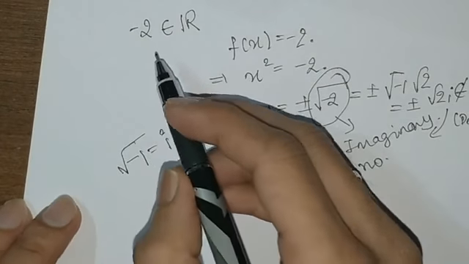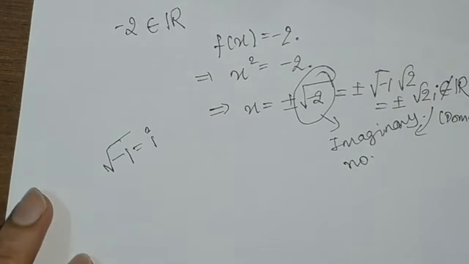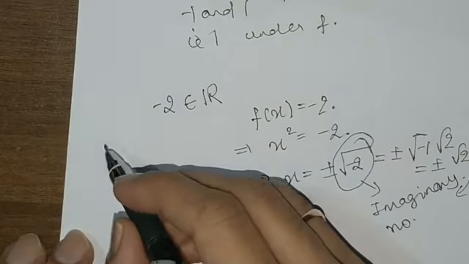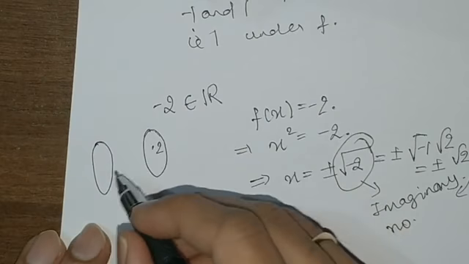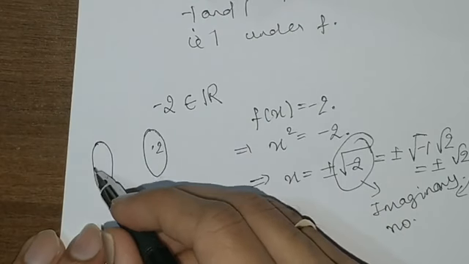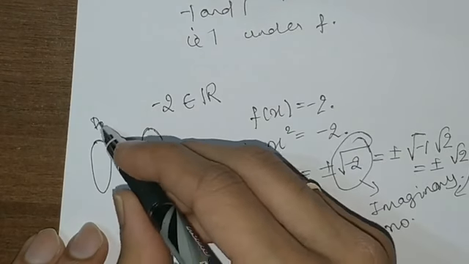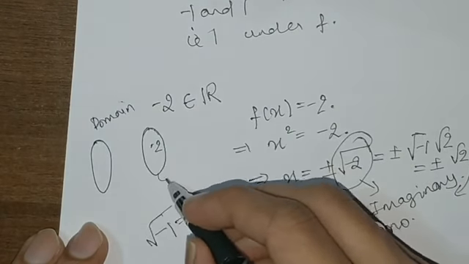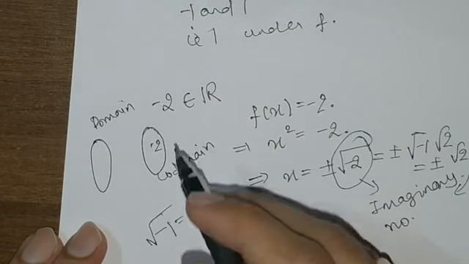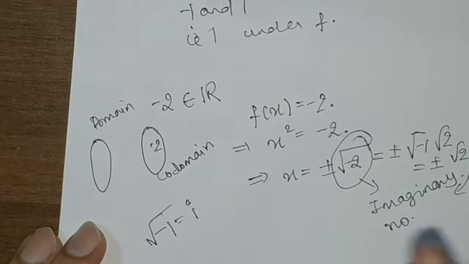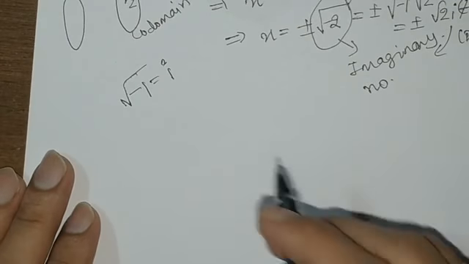So you have an element minus 2 such that it doesn't have any element in the domain which is mapped to it. So this is not happening, right? There is an element in the codomain, and there is no element here which is mapped to this element. This is the domain, and this is the codomain. There is no element from the domain which is mapped to the element minus 2 in the codomain. So f is not onto.